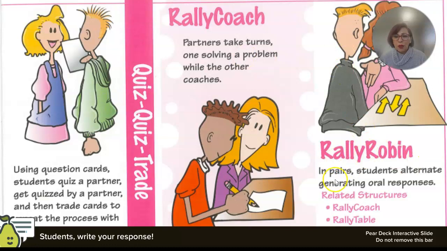Same thing here, rally robin. In pairs, students alternate, maybe just doing oral responses, right? List as many characters in the play The Crucible, and give some characteristics, go. And you always want to make sure you have different levels of questions, not just fact and information and memorization, but the whys, right? The what ifs, what are the themes, things like that.